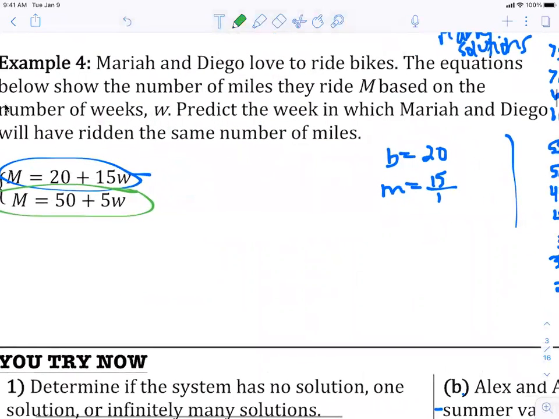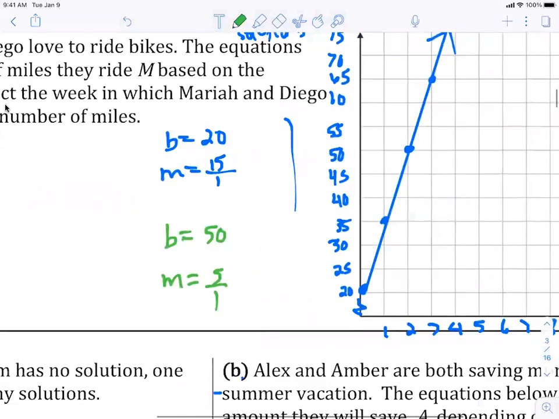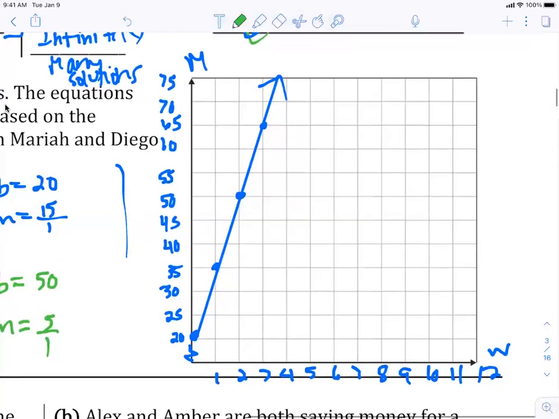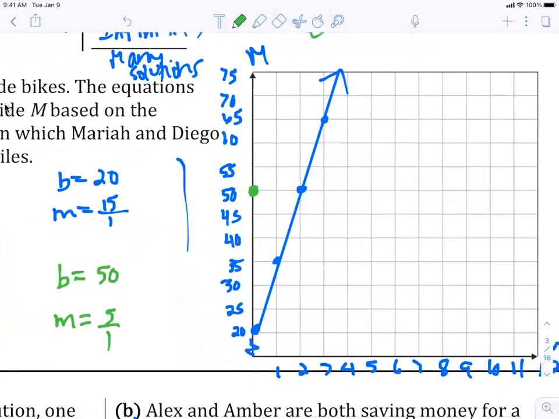So for my green line, the b on this one, my y-intercept, is going to end up being at 50. And my slope, or the number before the variable, is going to end up being 5 over 1. So this one's kind of odd. This one actually starts off way more. So my y-intercept is 50, and then I'm going to take turns rising 5, running 1. And these lines don't form either of the scenarios that the last two did, because these actually cross.